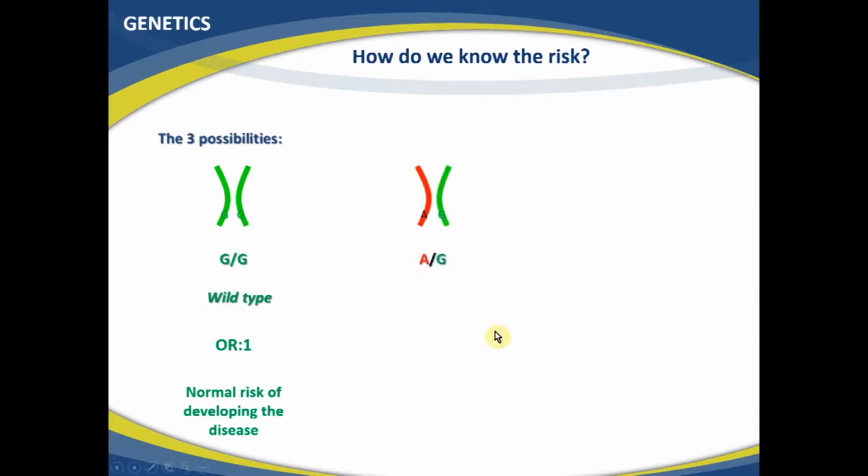Now, if one of the two is broken, and this differs from gene to gene, but in this case it's called heterozygous with an odds ratio of, for example, 2. This means this person has a two-fold risk. This is a one-fold risk, this is a two-fold risk, so double the risk of developing the disease. So if it is heart attack, this person has a normal risk of developing heart attack, and this person has a twice as high risk to develop it. So double the risk, because there's an odds ratio of 2.